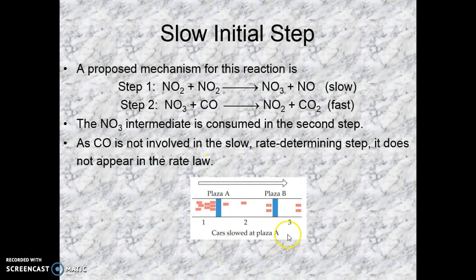So basically what you're seeing is the first plaza is where things are slowing down. So maybe there's only one lane open and that's why all the cars have to slow down. Who knows? You guys figure it out. But there's the analogy, okay? So here's an example. The slow step controls the rate. In this case, the slow step is the first step. Once you're through that slow step, you can go as fast as you want through the rest of them.